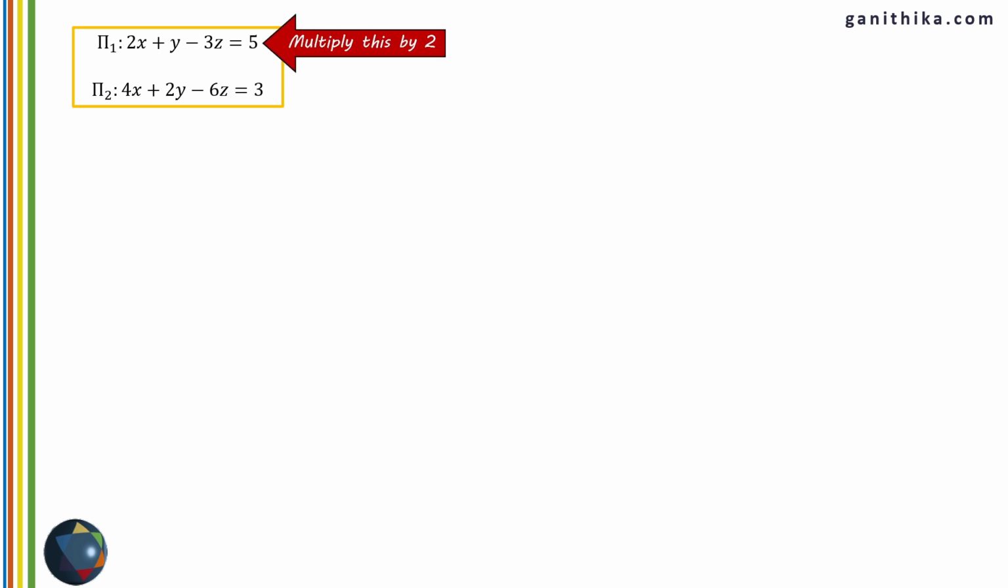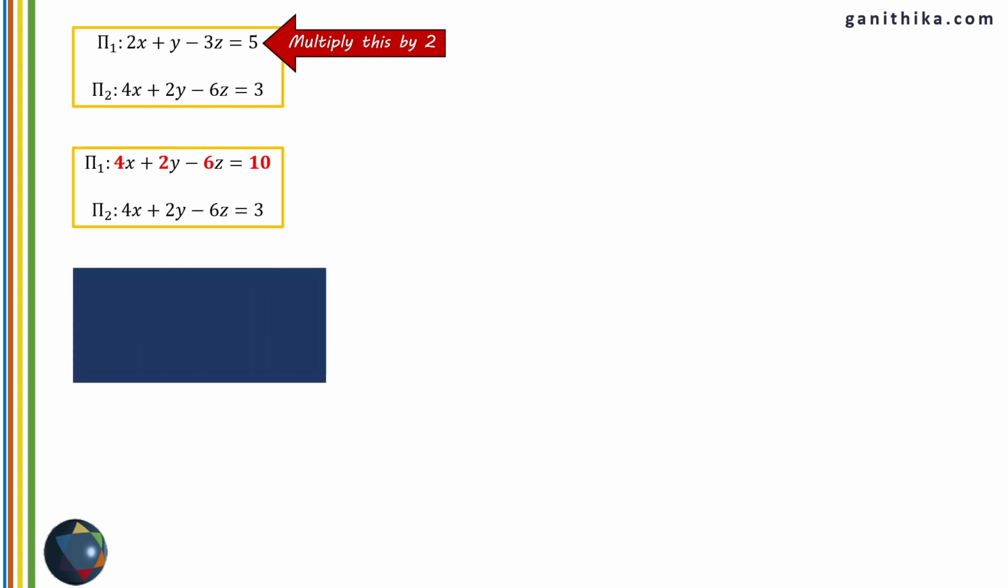Now you can see the coefficients are not the same. 2 in the first plane for x and 4 in the second plane for x. You can see that the multiplying factor is 2. So you simply multiply the first equation by 2. You could also divide the second plane by 2, that's okay, but on the right hand side you will get 3 over 2, which is not very comfortable. So we will multiply the first plane by 2 and change the equation to 4x + 2y - 6z = 10. Don't forget the right hand side. You have to multiply both sides by 2.